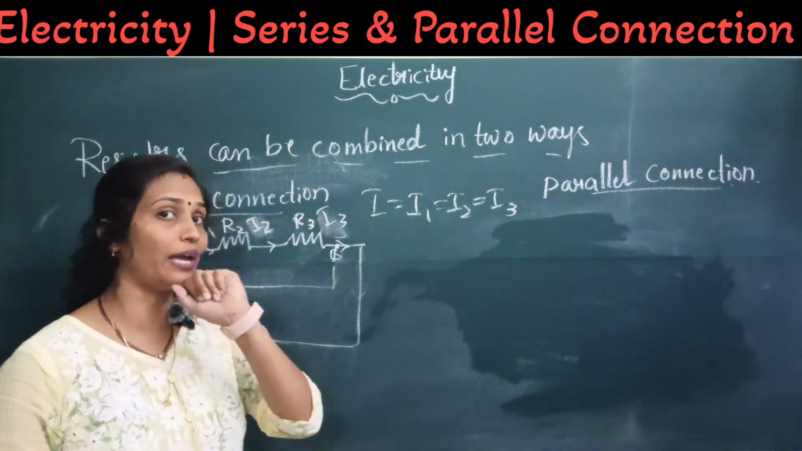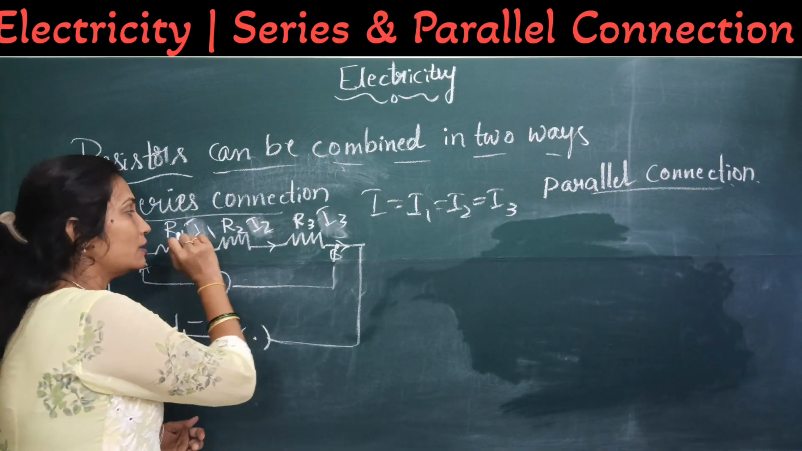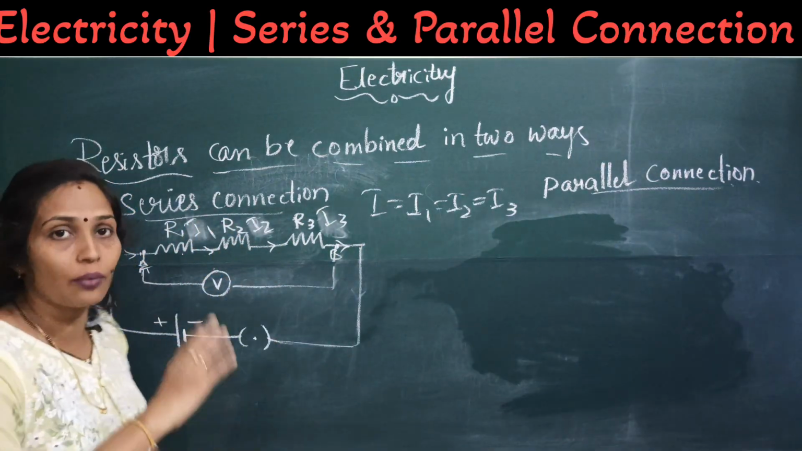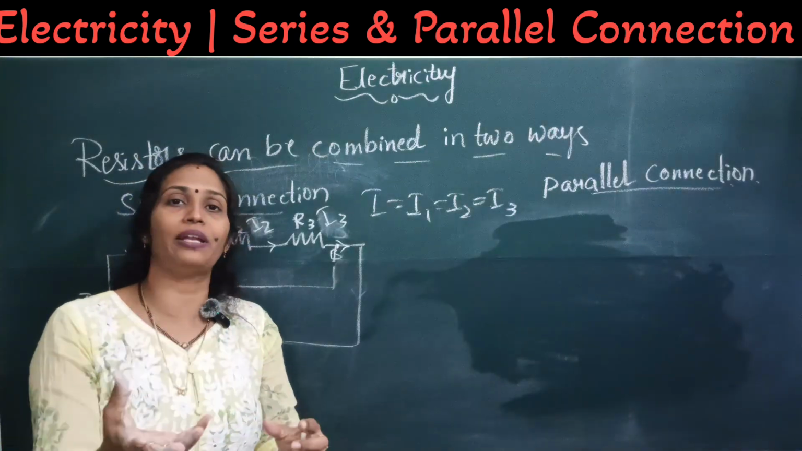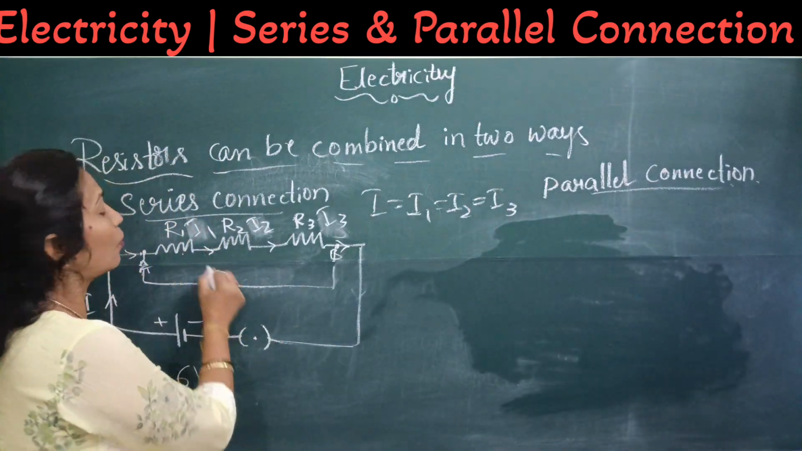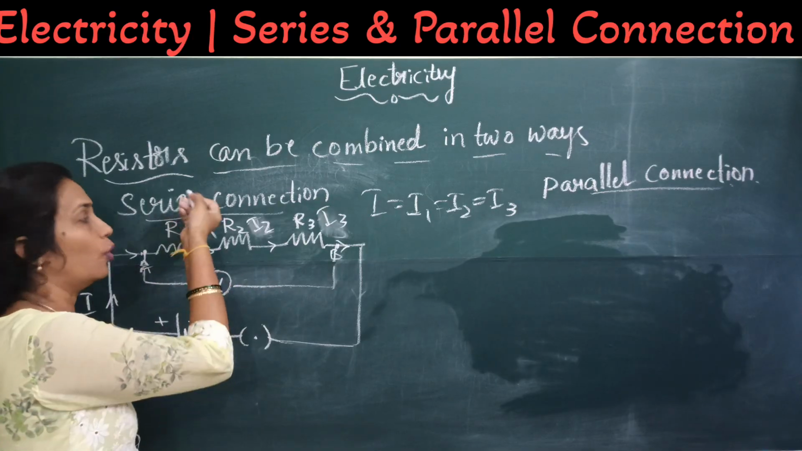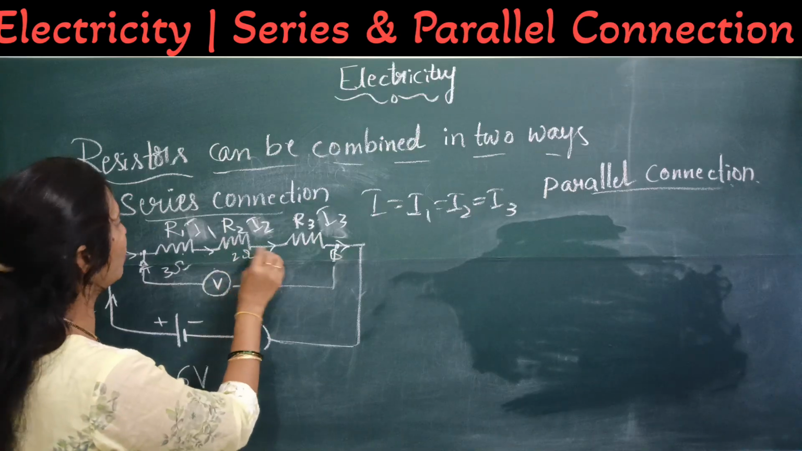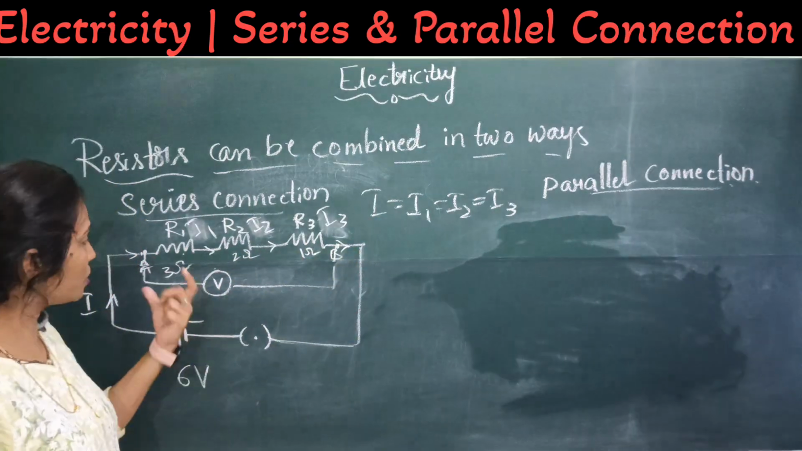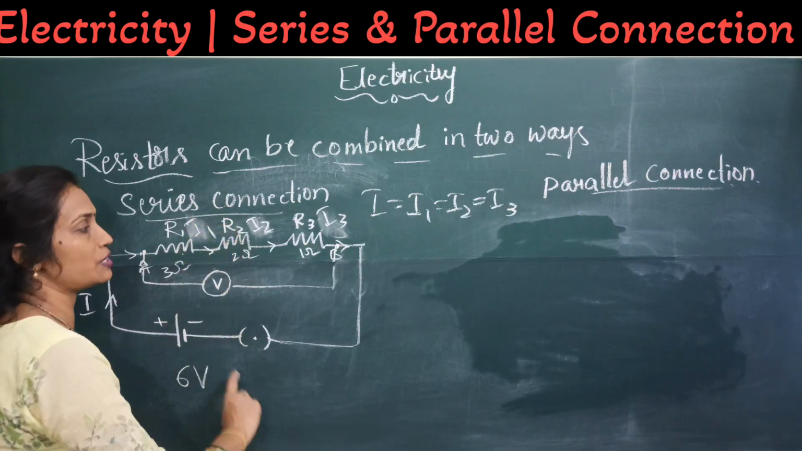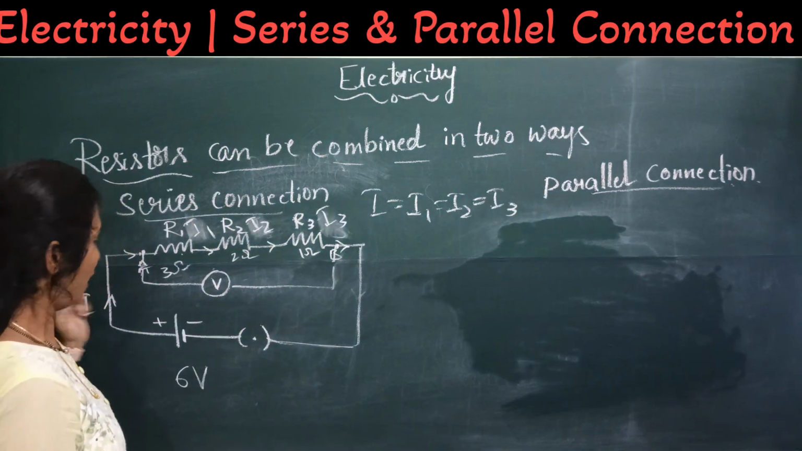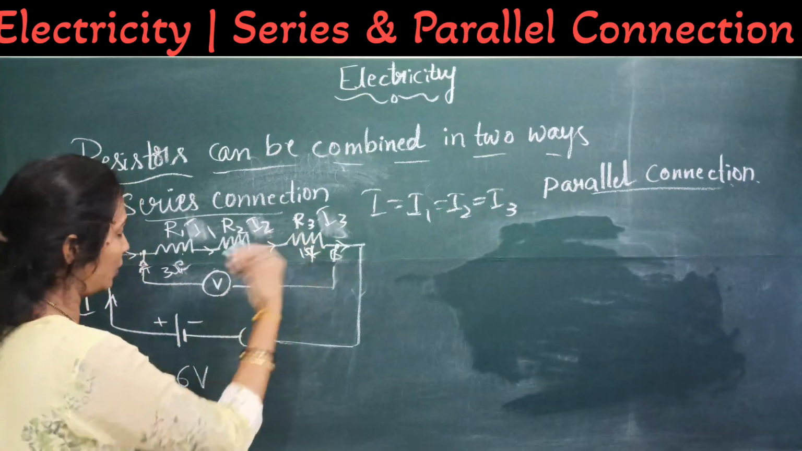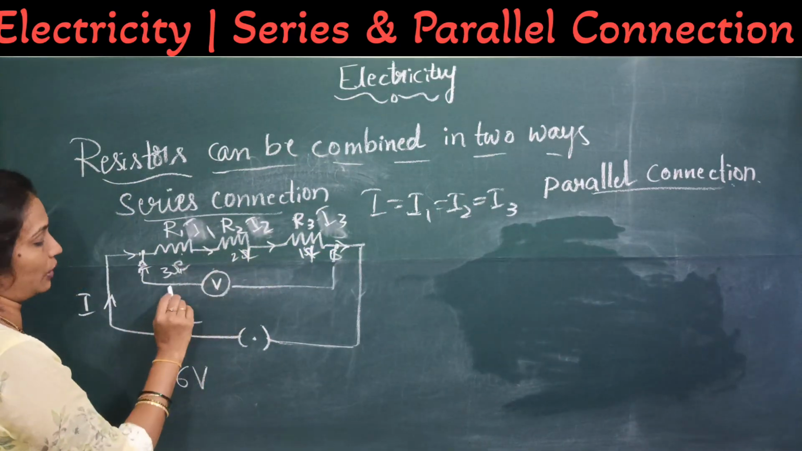But potential difference varies in a series connection. This is very important. Why? Because they are connected in series, and if R1 has more resistance, it means more opposition, so the potential difference will be more. For example, I'll take 3 ohm, 2 ohm, and 1 ohm. So R1 is 3 ohm, R2 is 2 ohm, and R3 is 1 ohm. Let's take 3 volt, 2 volt, and 1 volt.